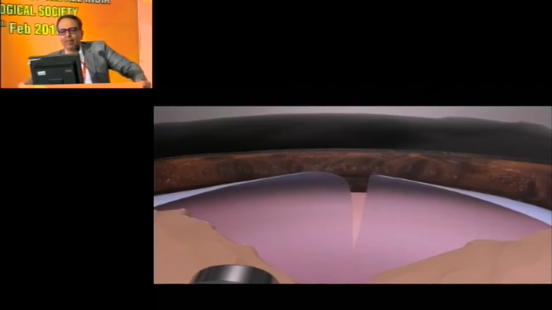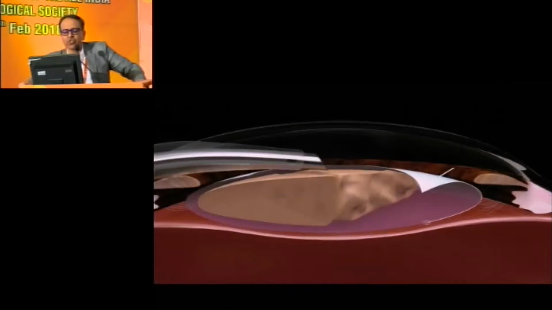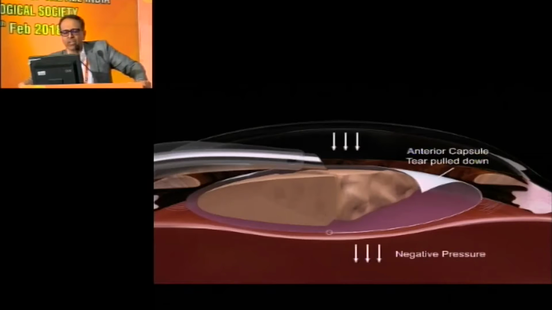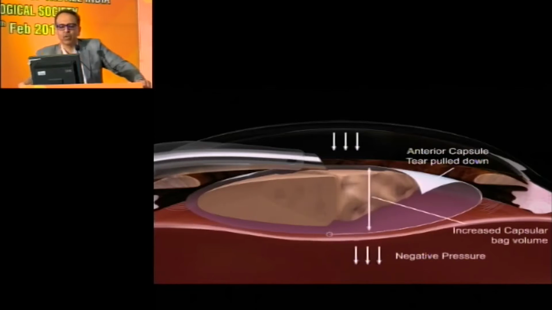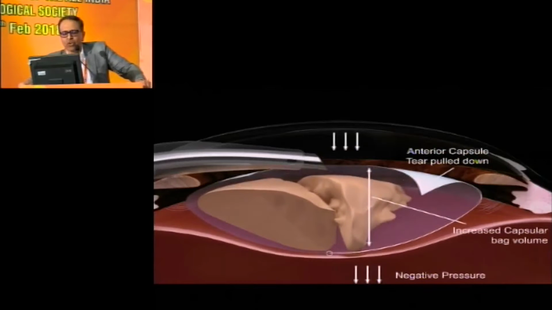What happens when it extends beyond the equator? When the flap extends beyond the equator, as you will see, it stops fluttering and it becomes inverted and flat. What happens usually? There is a highly pressurized anterior segment and a low pressure posterior segment. With a breach in the posterior capsule, the high fluidics in the anterior segment and the negative pressure behind pull the anterior capsule down, which causes an increase in the capsular bag volume.